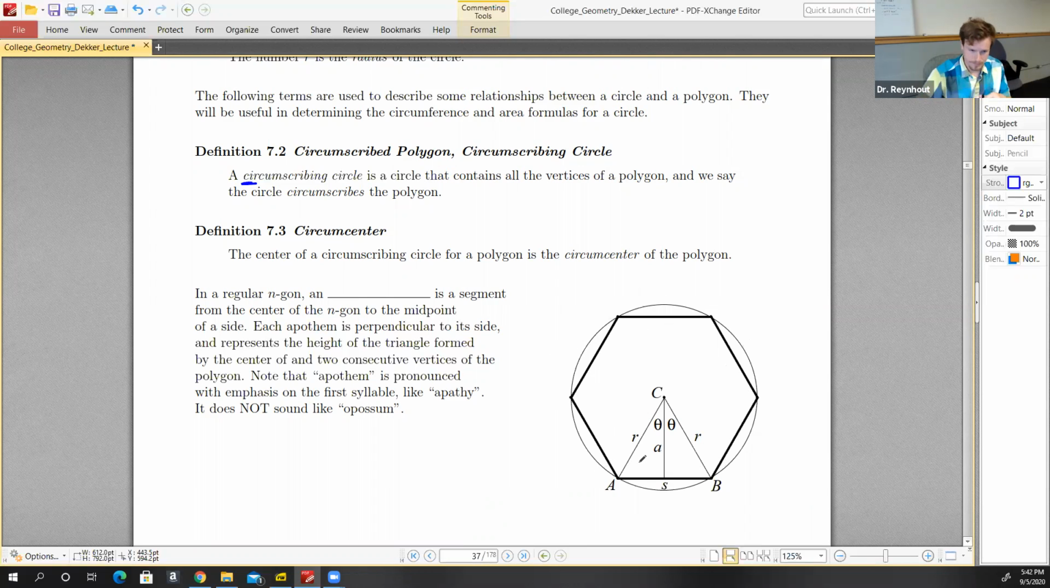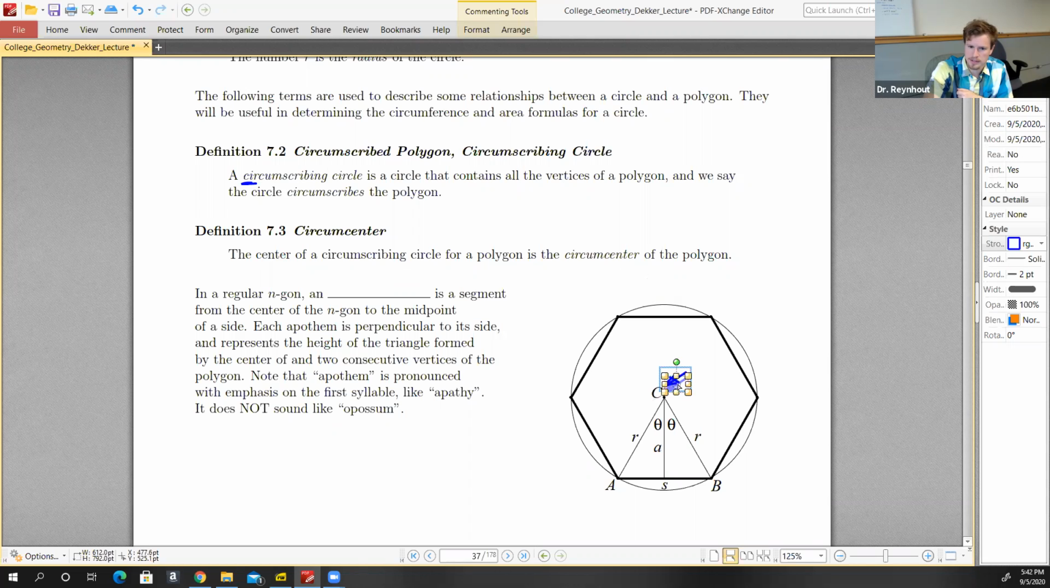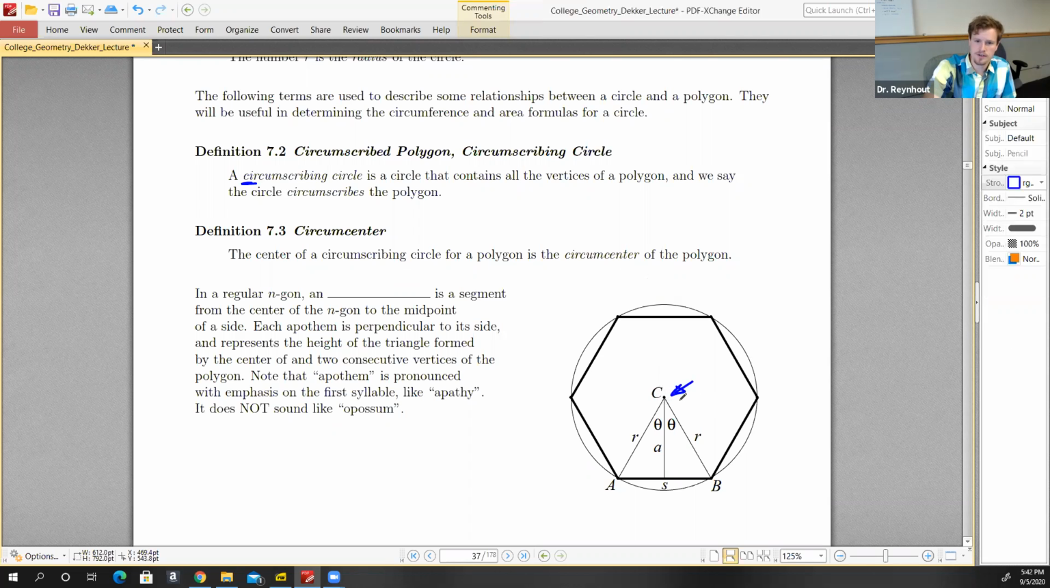Excellent. So the center of a circumscribing circle is called the circumcenter. So here, this is the center of the circle. Well, I guess it's really here, right? That's the center of our circle, so that is the circumcenter of the polygon.